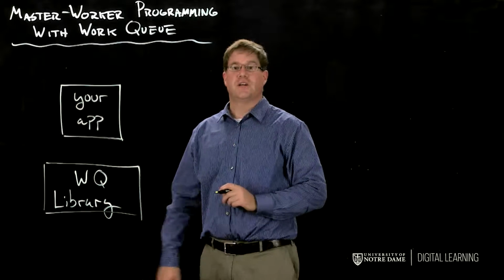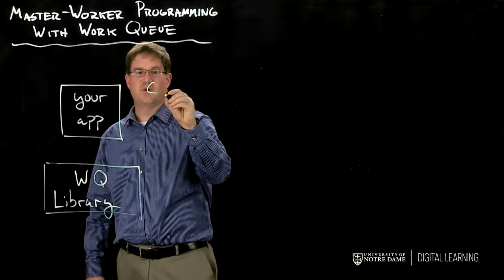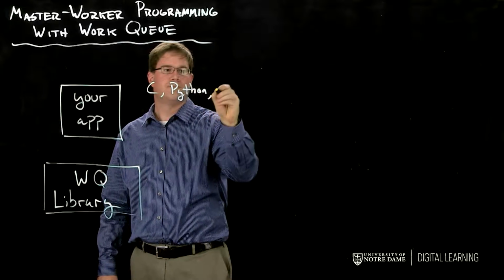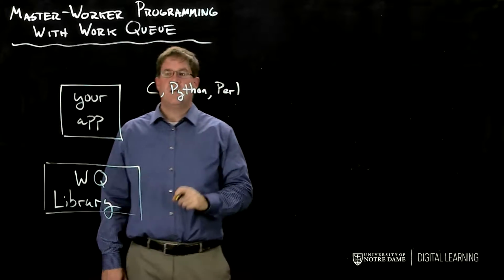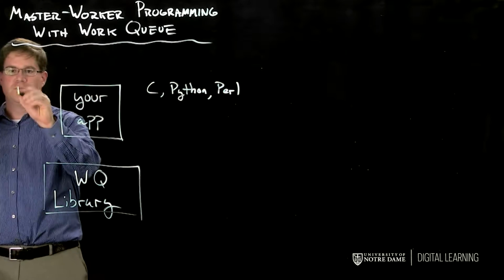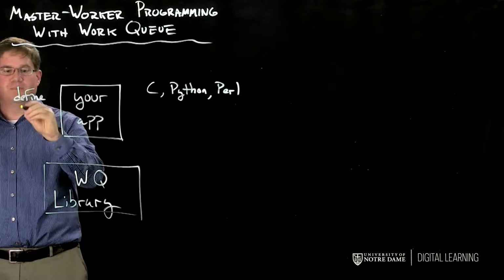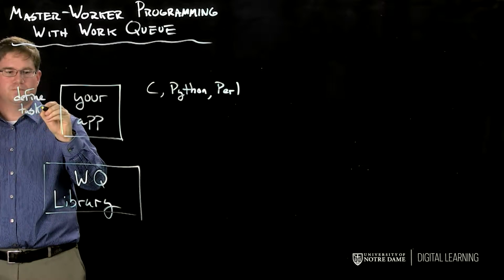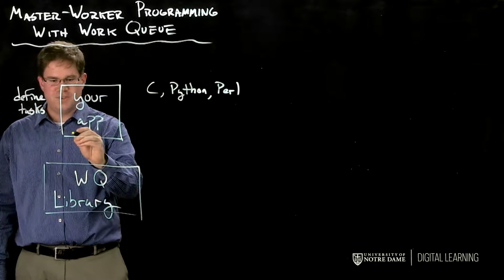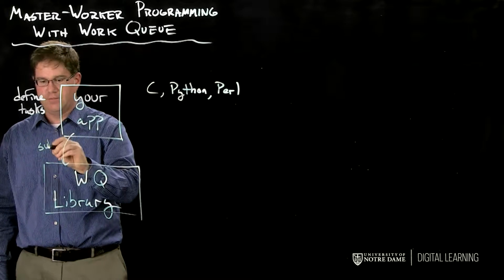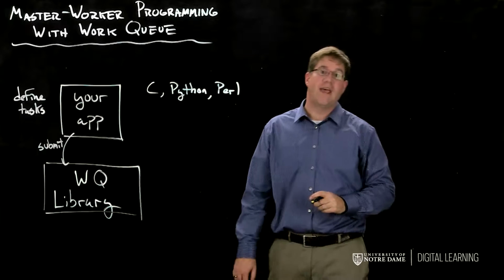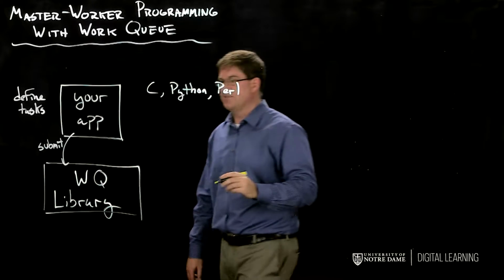Now, your application is going to contain the logical structure, and you can write this in most any programming language like C or Python or Perl. And the job of this program is to define independent tasks that can go out and run in a distributed system. For each task that's created, we're going to submit that task to the WorkQ library. And a typical WorkQ application has a very large number of tasks, measured in thousands or perhaps even millions.